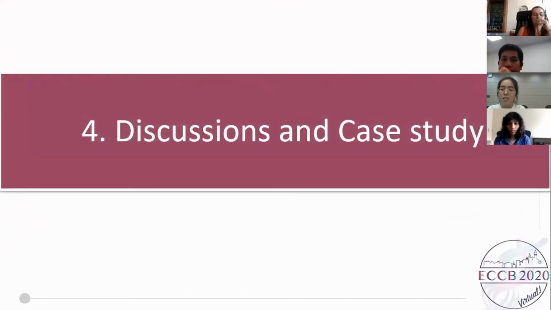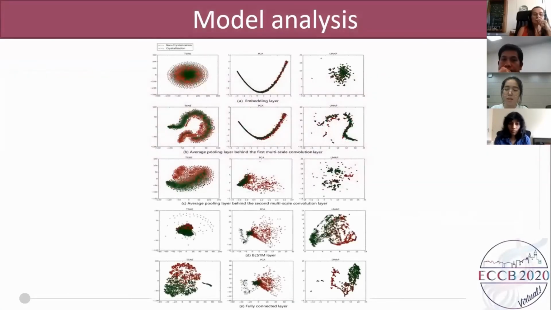In the last part, we will present our discussions and then give a case study of our method. My first discussion is about model analysis. As shown in the picture, we project the feature vectors derived from each layer to a 2-dimensional space via t-SNE, PCA, and UMAP tools. We can observe that as layers deepen, the learned feature vectors become gradually more effective in distinguishing crystallizable proteins from the non-crystallizable ones.